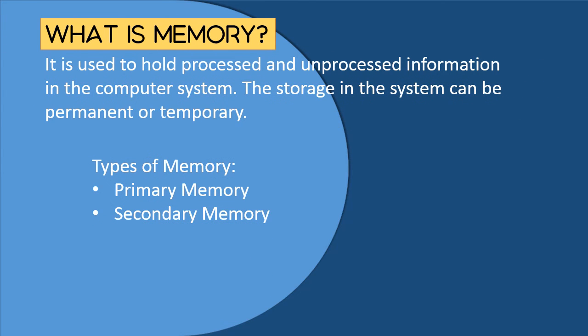What is memory? It is used to hold processed and unprocessed information in the computer system. The storage in the system can be permanent or temporary. Types of memory: primary memory, secondary memory.